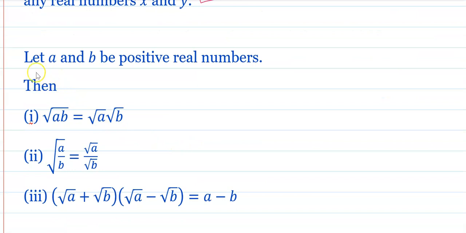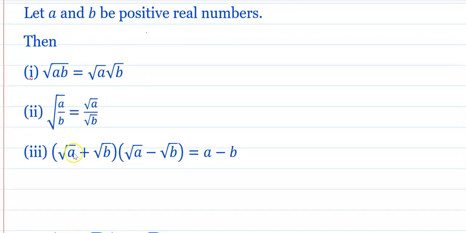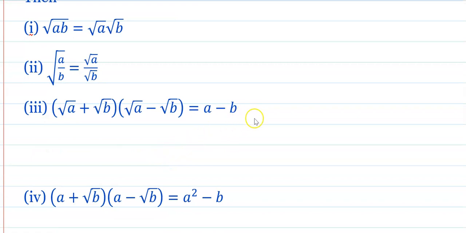Okay, now let us start. Let a and b be positive real numbers. Then the root of ab is equal to root a into root b. Root of a upon b is equal to root of a upon root of b. Next, in bracket, root of a plus root of b into root of a minus root of b is equal to a minus b.